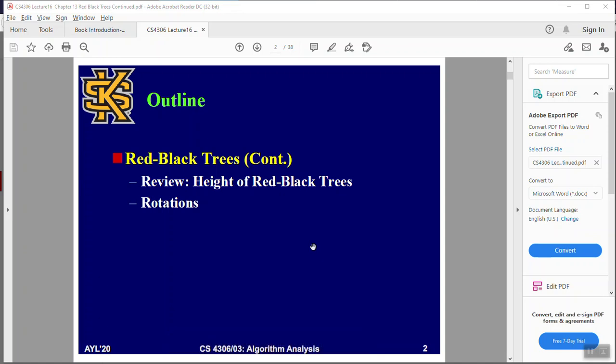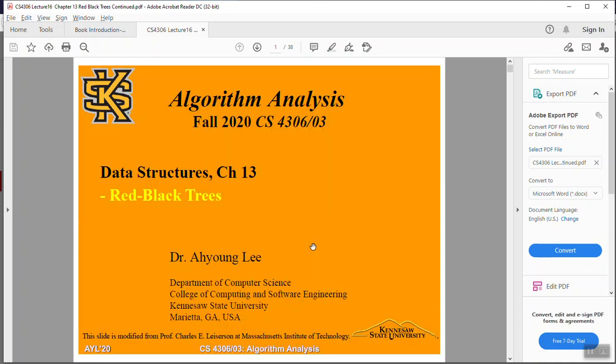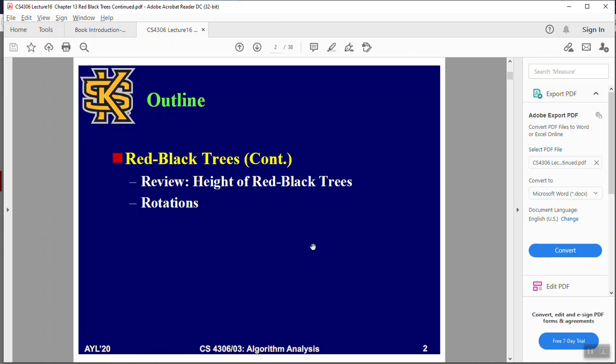Welcome everybody, welcome to our new lecture on red black trees. This is the continuation of the previous lecture where we were discussing red black trees. Again, I am using Dr. Lee's video lecture slides, so I would like to thank her again. In this lecture video I will mainly discuss the rotation of red black trees.